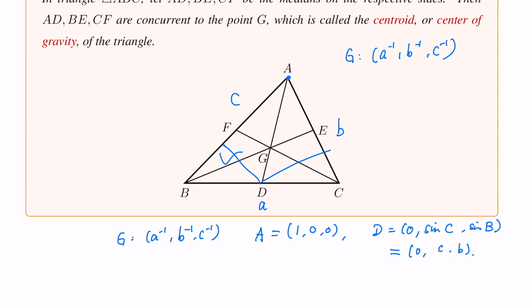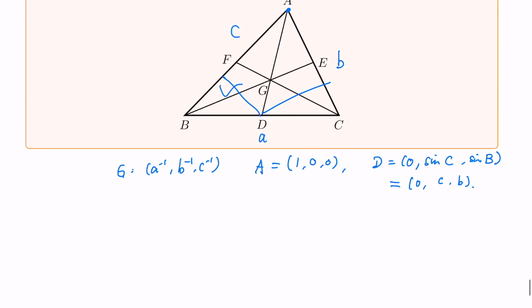Now we are ready to determine whether A, G, and D are collinear. If we can prove A, G, D are collinear, then by the same argument we can prove that B, G, E and C, G, F are all collinear. That's another way to say the 3 medians are concurrent at the point G. So we compute the determinant of the rows A minus 1, B minus 1, C minus 1; 1, 0, 0; 0, c, b, and determine whether it is equal to 0 or not.